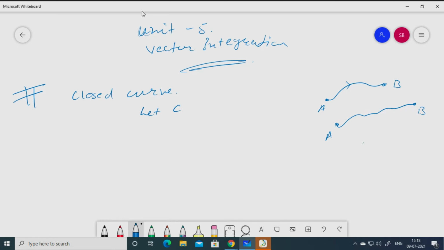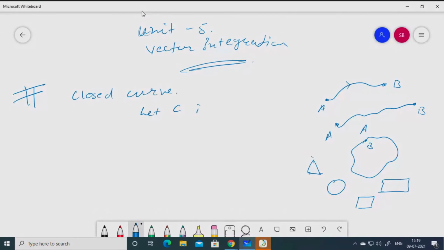But if I draw something like this, here what is happening? Here point A and B coincide. So this is a closed curve. Your triangle is a closed curve. Circle is a closed curve. A square is a closed curve. Rectangle is a closed curve. So many examples you can give me. So how are you going to define your closed curve?